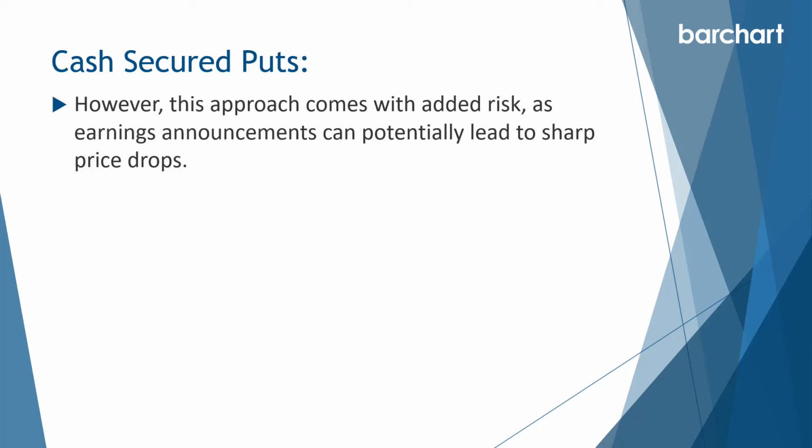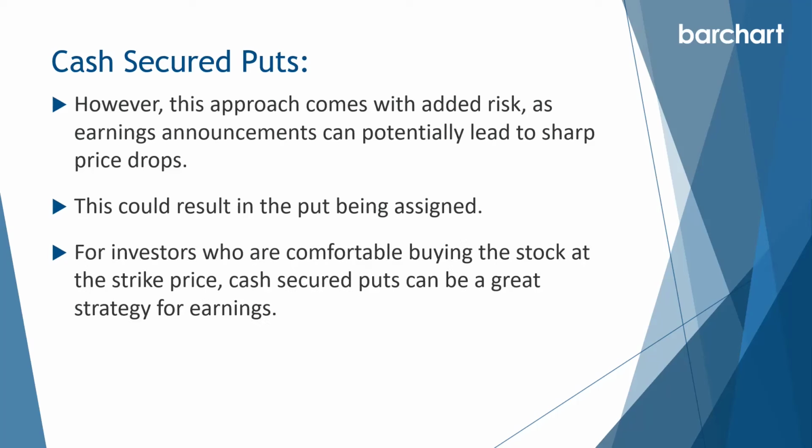However, this approach comes with added risk, as earnings announcements can potentially lead to sharp price drops. This could result in the put being assigned. For investors who are comfortable buying the stock at the strike price, cash secured puts can be a great strategy for earnings. Let's look at some examples.